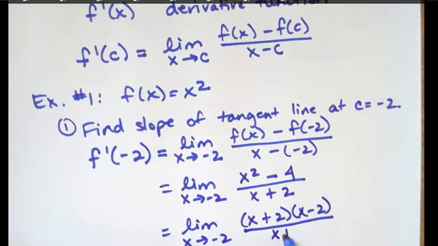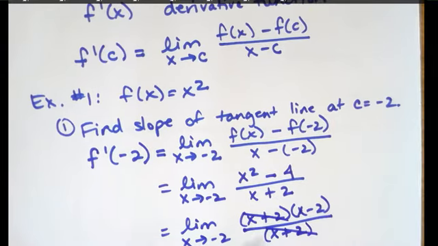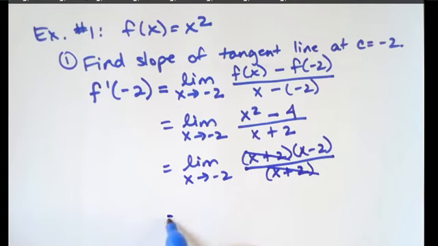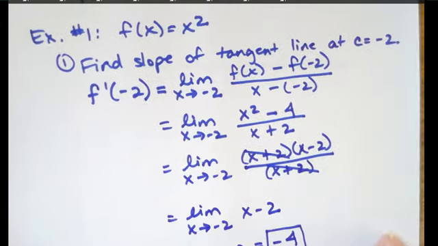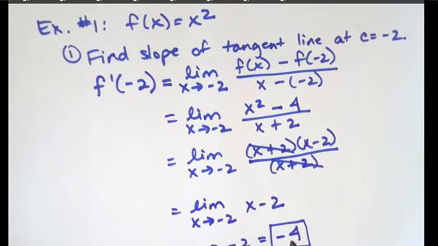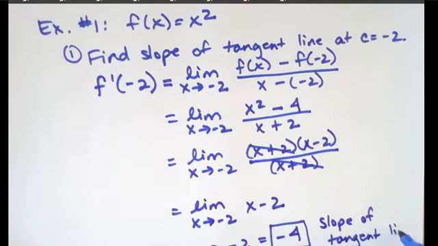We can factor that binomial. It's a difference of two squares. And then our x plus 2 terms will divide and give us 1. So we have the limit as x approaches negative 2 of x minus 2, and then we just use direct substitution to solve our limit, and we get negative 4. So it's always important to remember what these values are representing. This negative 4 is representing the slope of the tangent line at c equals negative 2.